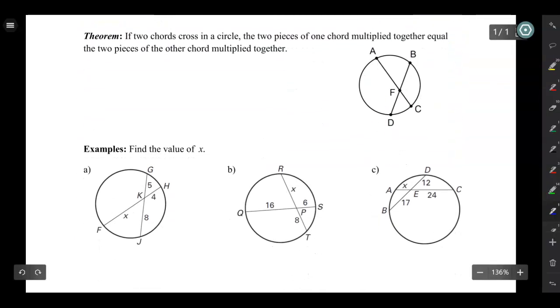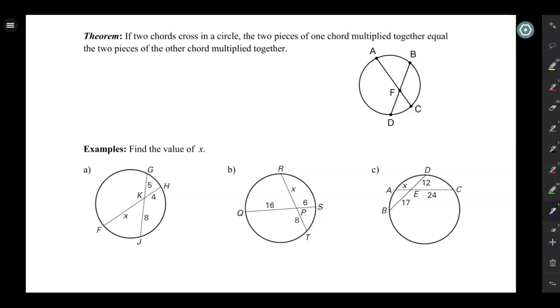This theorem has to do with chords. So remember, a chord is just any segment where the endpoints are on the circle. So there's nothing necessarily special about chords as long as both the endpoints lie on the circle. So here's our theorem. If two chords cross in a circle, the two pieces of one chord multiplied together equal the two pieces of the other chord multiplied together. So a little wordy, but let's just go ahead and talk about that.